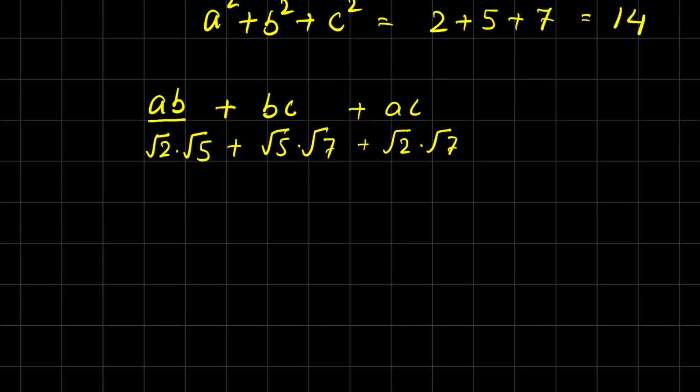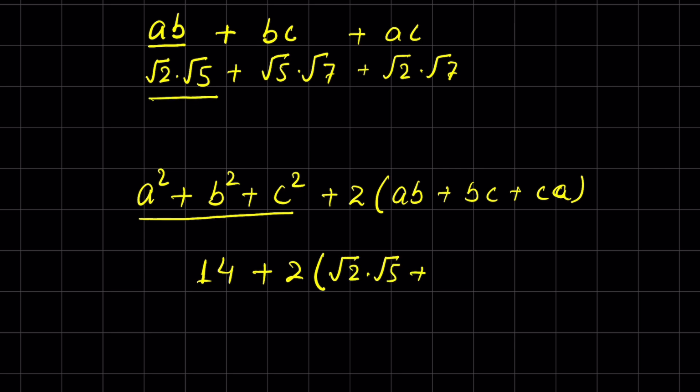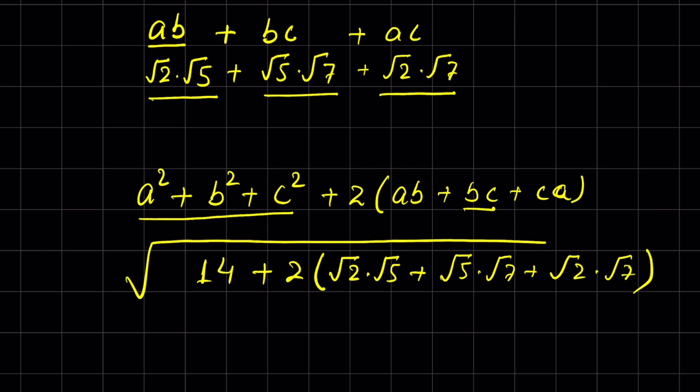Now if we write the algebraic expression a square plus b square plus c square plus 2 parenthesis ab plus bc plus ca, then we can write a square plus b square plus c square as 14, plus 2 times ab as square root of 2 times square root of 5, plus bc as square root of 5 times square root of 7, plus ca as square root of 2 times square root of 7. This is the question we have under square root.